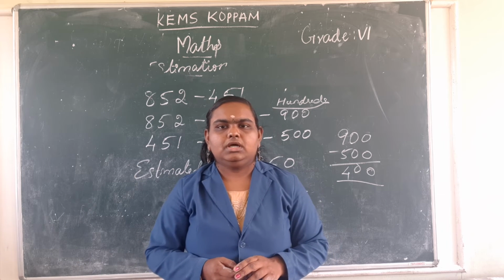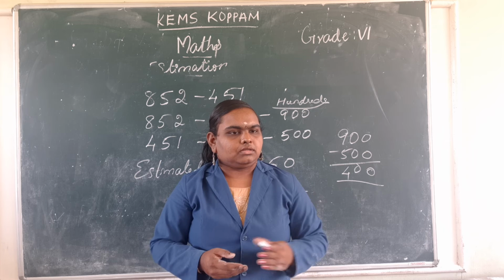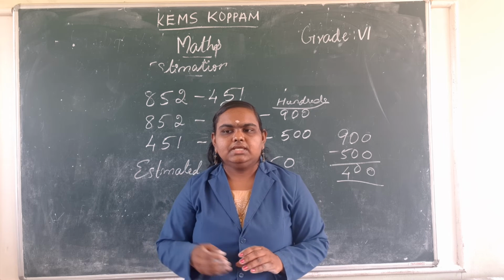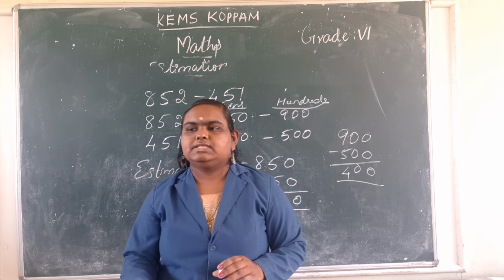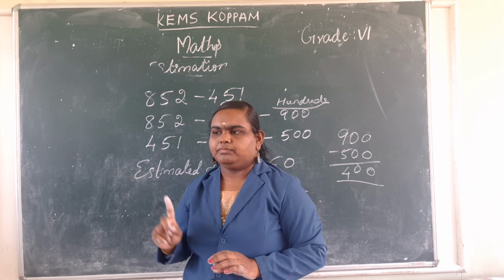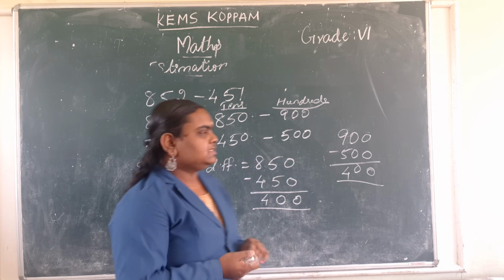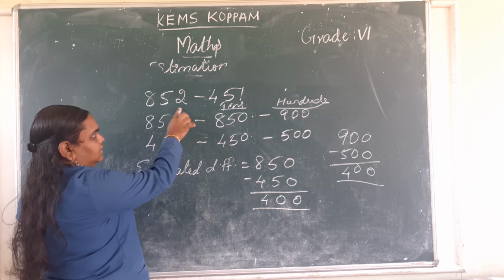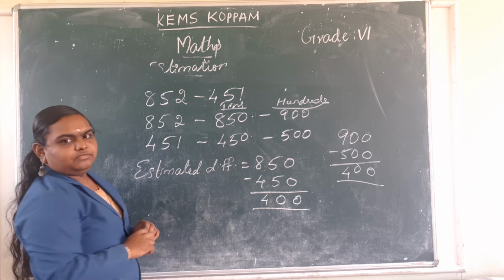Okay. You learn how to estimate the sum and how to estimate the difference. Is it clear now? I will repeat once again. I am taking 852 minus 451.